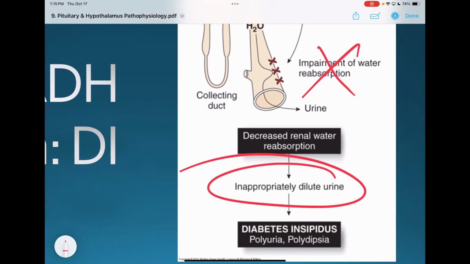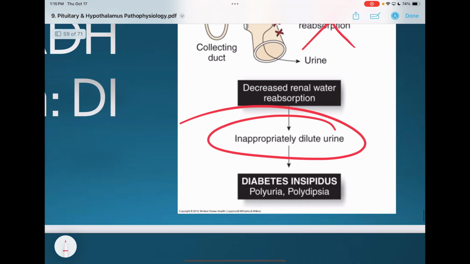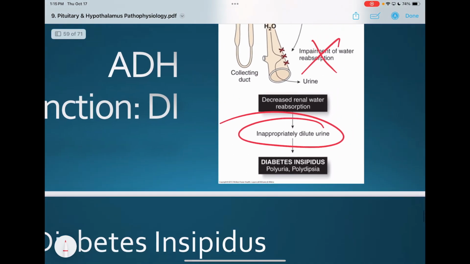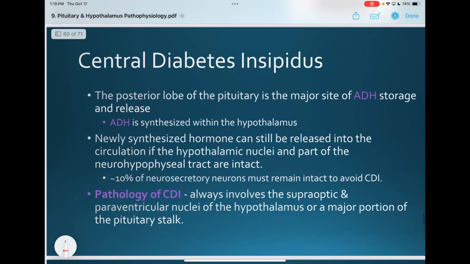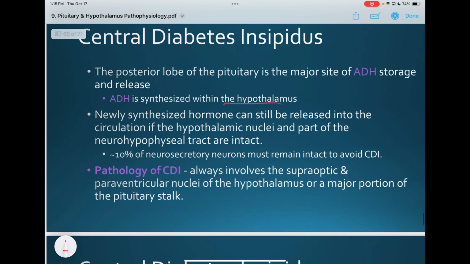So all the water stays in the urine. We don't have ADH to bring it back into the body. So it stays in the urine. So our urine volume goes up, way up, very high. All due to lack of response to ADH. Okay, so ADH is synthesized within the hypothalamus, but it's stored in the pituitary, posterior pituitary.